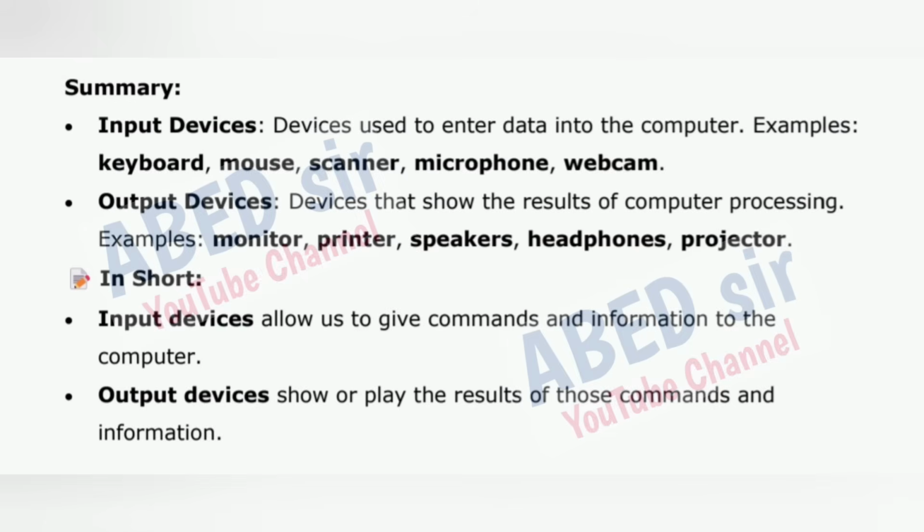Summary. Input devices are devices used to enter data into the computer. Examples: keyboard, mouse, scanner, microphone, webcam. Output devices are devices that show the results of computer processing. Examples: monitor, printer, speakers, headphones, projector. In short, input devices allow us to give commands and information to the computer. Output devices show or play the results of those commands and information.